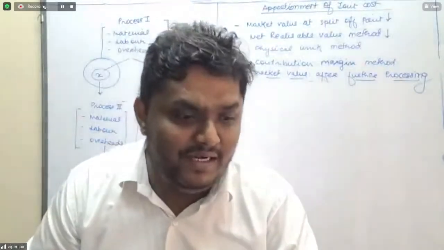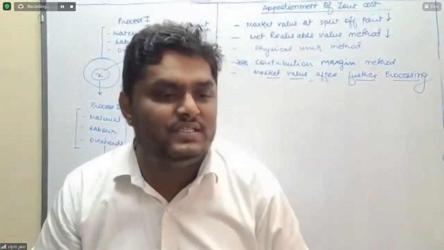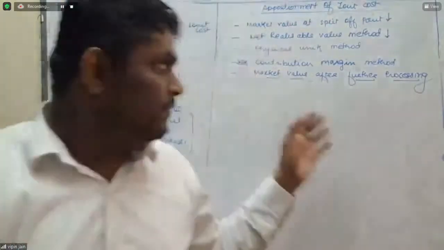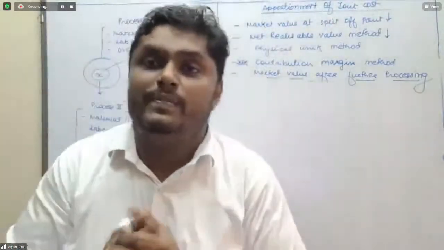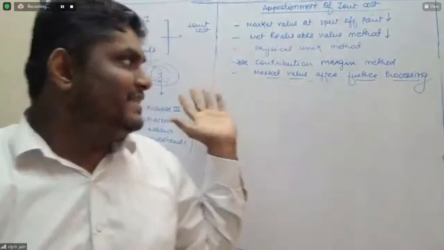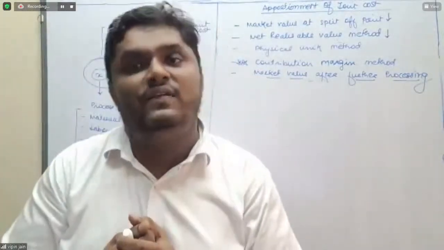So if you guys have any doubts, you can ask me. Yes, Jay, it's a very easy chapter. So this is all about apportionment of joint cost. If you guys have any doubts, please ask me. Waiting for your queries, guys.